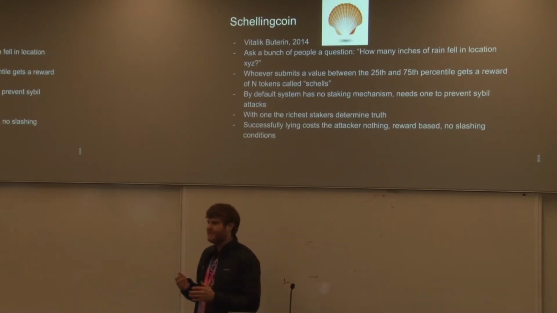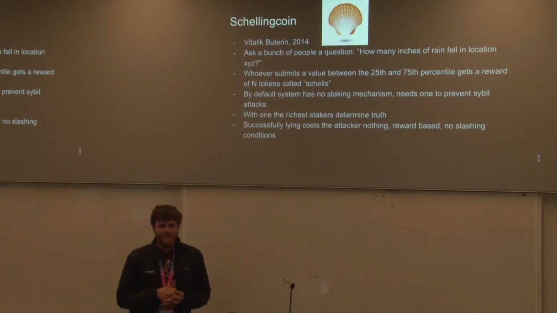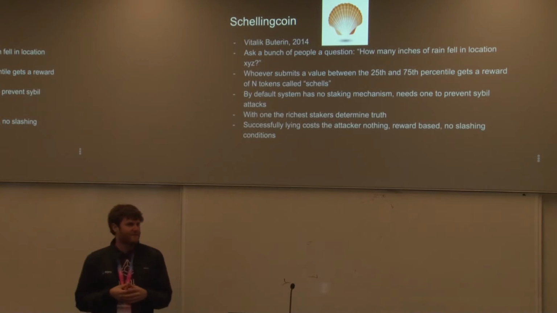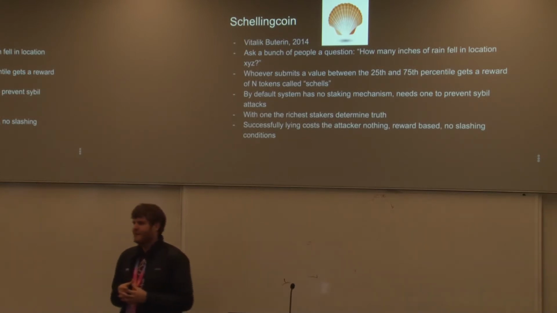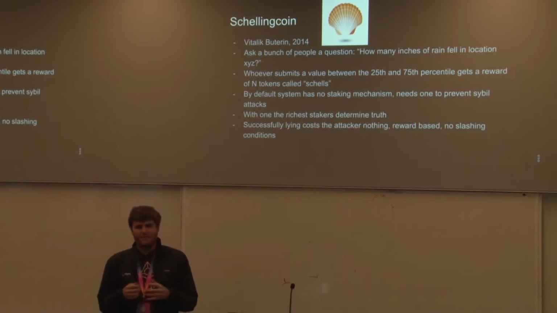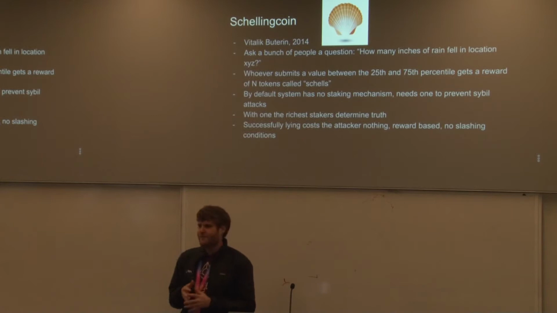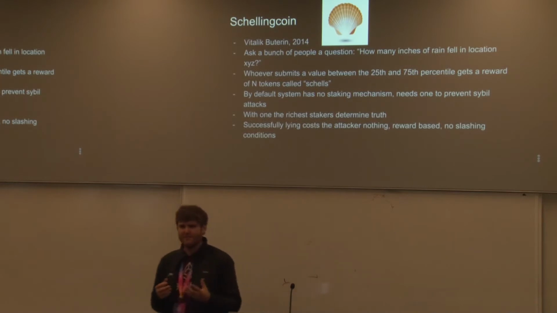In 2014, Vitalik published this idea called Schellingcoin. The idea was, what if you ask a bunch of people a question? The example we'll stick with is how many inches of rain fell in a certain location on a certain date. You could even say, according to the National Weather Service or something. His idea was whoever submits a value between the 25th and 75th percentile gets a reward. He called this reward shells, and that's why there's the name Schellingcoin.